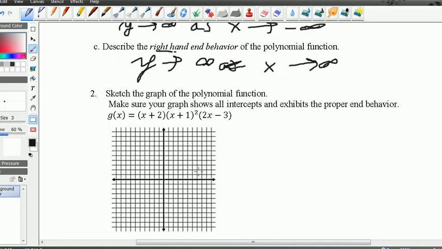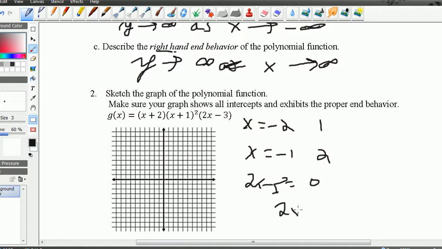Sketch the graph. You should have liked this one because I already gave you factored form. X equals negative 2 is a 0. Multiplicity is 1. X equals negative 1. Multiplicity is 2. Set 2x minus 3 equals 0. So that should tell you that 2x equals 3. Divide by 2. Divide by 2. X equals 3/2. Its multiplicity is 1.